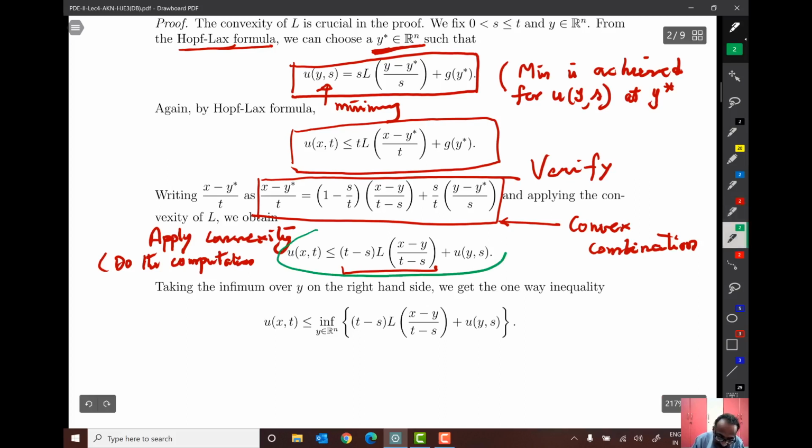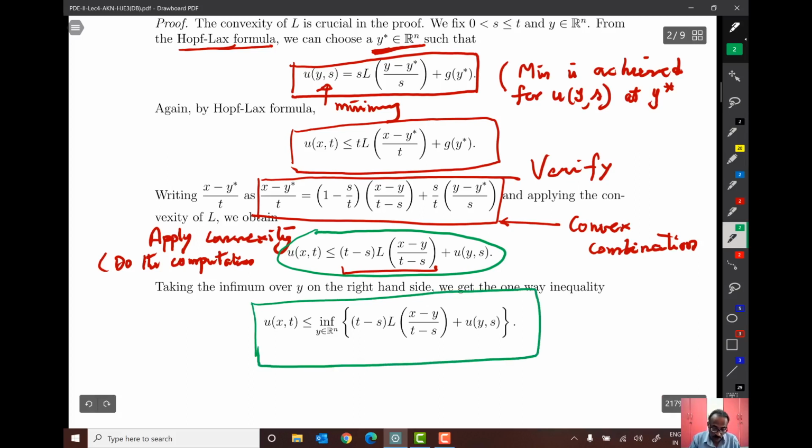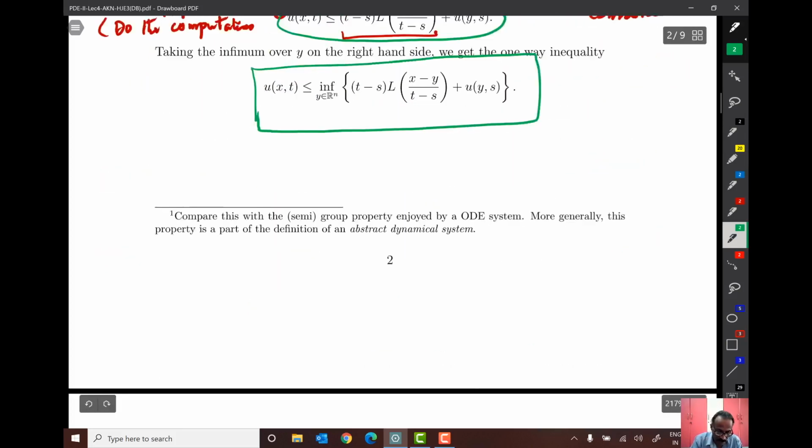Do the computations and you get, this is just one line computation applying L on this one, and use these two formulas which we described above, and then you get this one. So you have this formula, and then this is true for any y, and you have one-way inequality. You see, so you got one-way inequality. Now you have to get the reverse inequality.